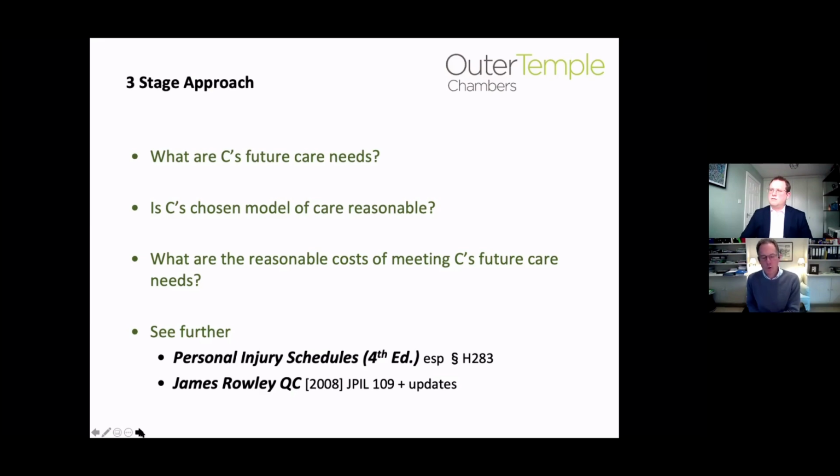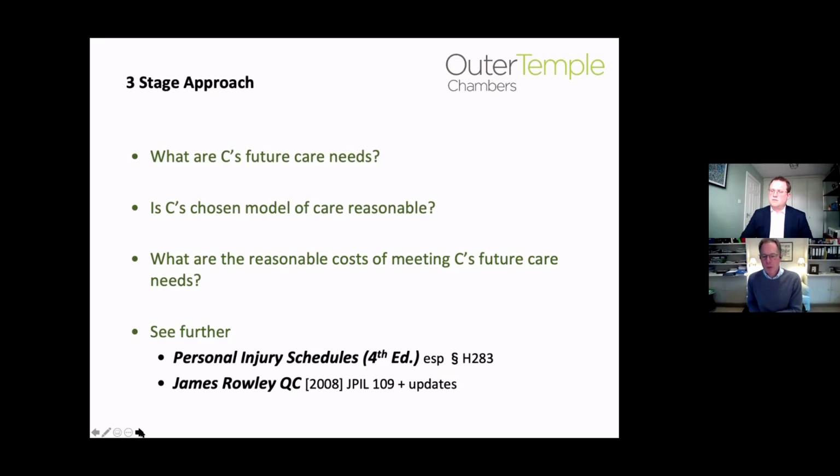Just add a note of caution here, because necessarily this is an overview of these issues. They are somewhat more nuanced, and if you have a claim or a case with a claim for future care where these issues arise, you might find it helpful to look at the discussion which is set out in rather more detail in the commentary and the two references I've set out on this slide.